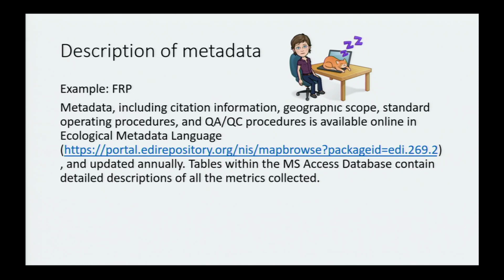So, for example, Fish Restoration Program says that the metadata, including information, geographic scope, etc., is available online within the Environmental Data Initiative repository where they store their data in ecological metadata language. So that's the format. The location, they've got a link right there to where you can get the metadata, and update frequency, update it annually. And they also say, within their Access database, there's additional descriptions of the tables.